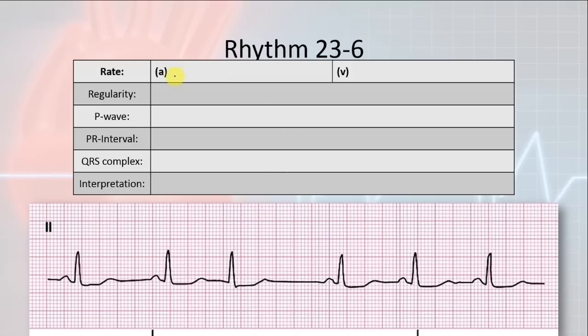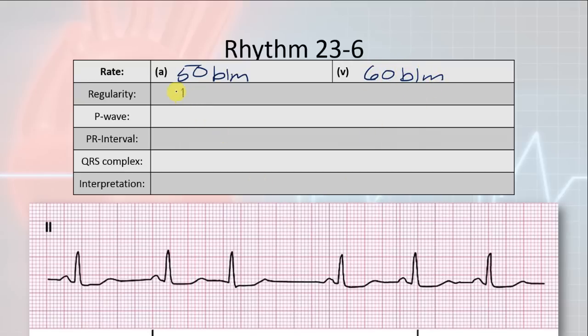The next rhythm is the last one we're going to interpret before we move on to some other information. The atrial rate is 1, 2, there's nothing here, 3, 4, 5, so we'll say our atrial rate is 50 beats per minute. The ventricular rate, 1, 2, 3, 4, 5, 6, is going to be 60 beats per minute.